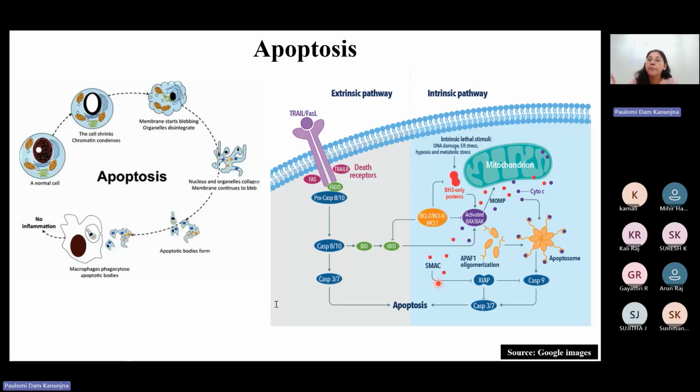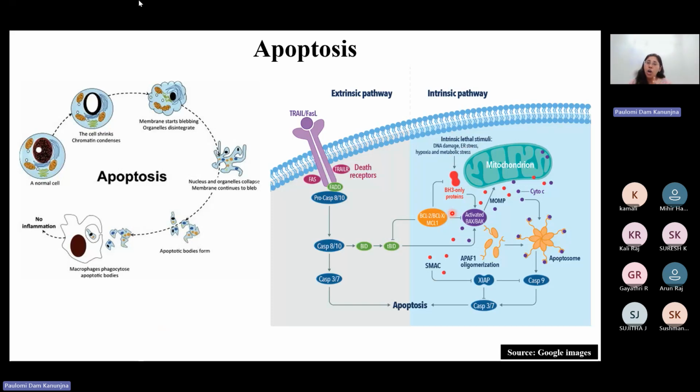So you have DNA damage, you have activation of P53. Now P53 upregulates pro-apoptotic proteins, Bax and Bak, which you see here, and downregulates anti-apoptotic proteins like BCL2. So you have intrinsic DNA damage, ER stress, and hypoxia. They basically work on these different kinds of proteins, upregulate the apoptosis-promoting proteins, which are Bax and Bak, and then downregulate the anti-apoptotic proteins, for example, BCL2.